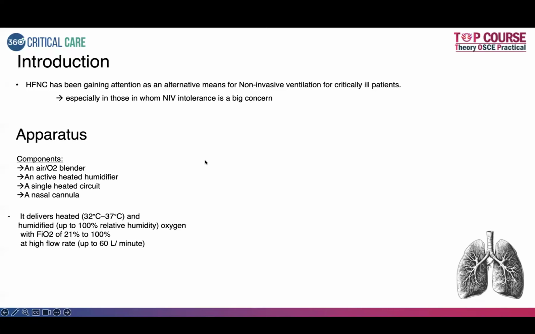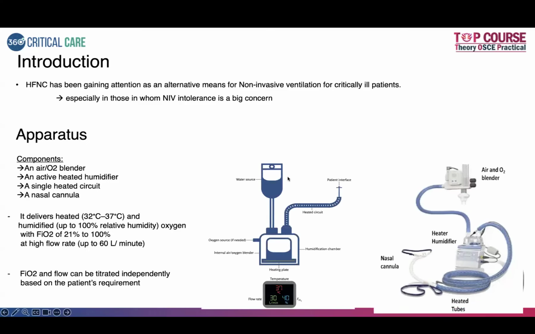So HFNC will be able to deliver heated, that is about 32 to 37 degrees, and humidified up to 100% relative humidity oxygen with an FiO2 that can be varied between 21% and 100% at flow rates up to 60 liters per minute. And the FiO2 and flow can be titrated independently based on the patient's requirements. So as you can see here, this is an HFNC circuitry where this is an air and O2 blender. Then there is a heated humidifier, then the heated tubings and the nasal cannula.